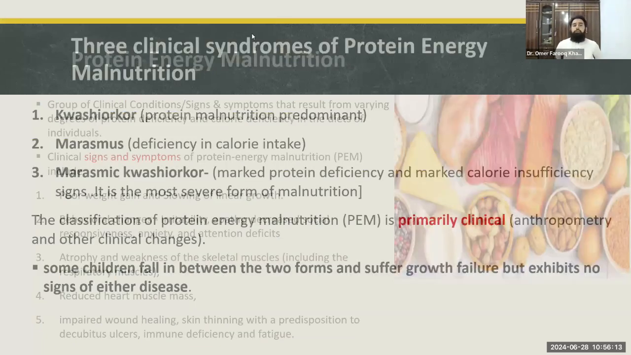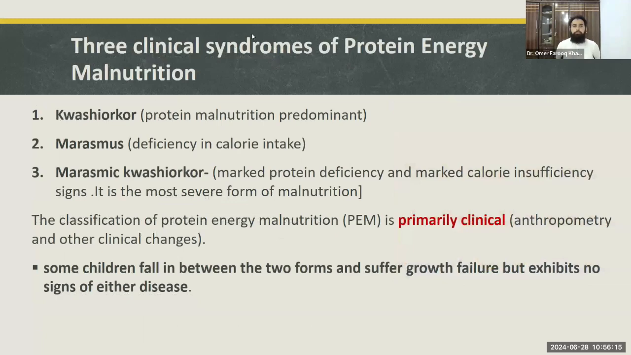So there are three clinical syndromes of protein energy malnutrition. Number one is kwashiorkor, number two is marasmus, and number three is marasmic kwashiorkor. So what is kwashiorkor? Kwashiorkor is protein malnutrition predominant. So the problem with kwashiorkor children is protein deficiency. And what is the problem with the marasmus children? They are deficient in all of the calories. So they are not taking any of the carbohydrates, proteins, or fats. They're not taking anything. So that child is suffering from marasmus.